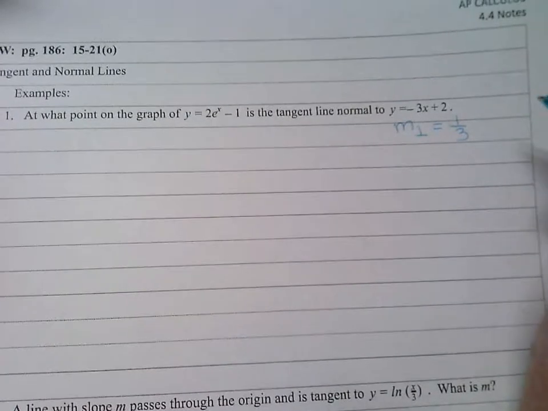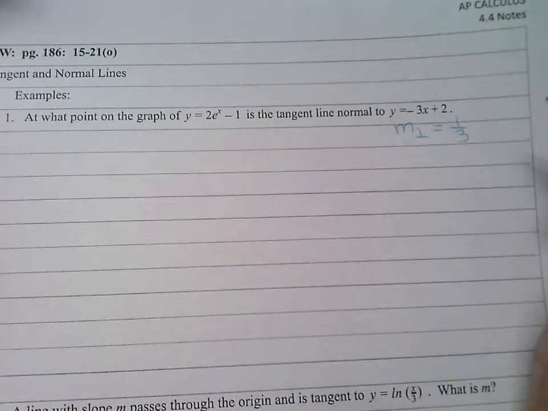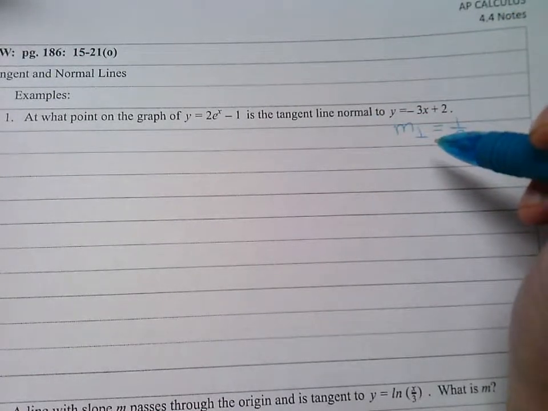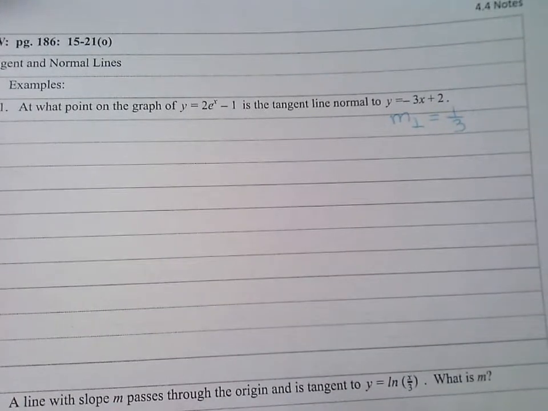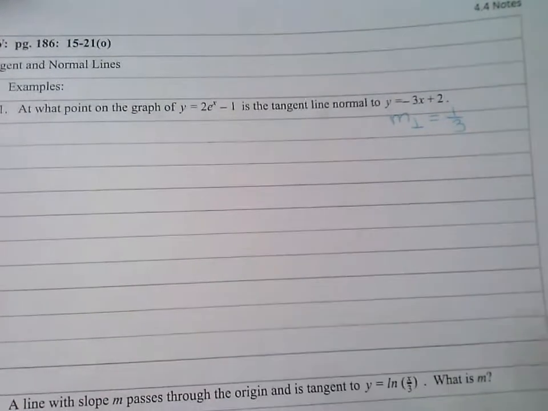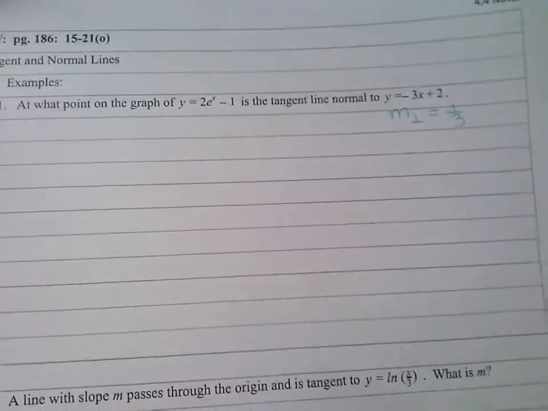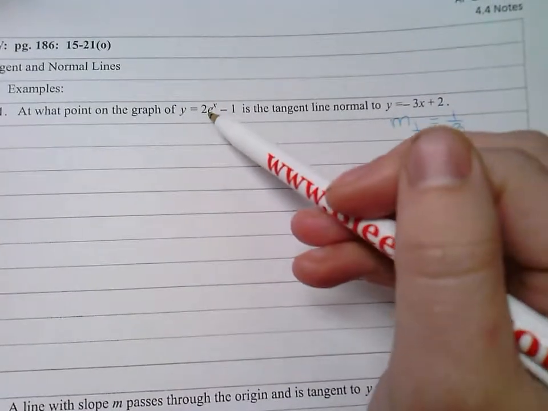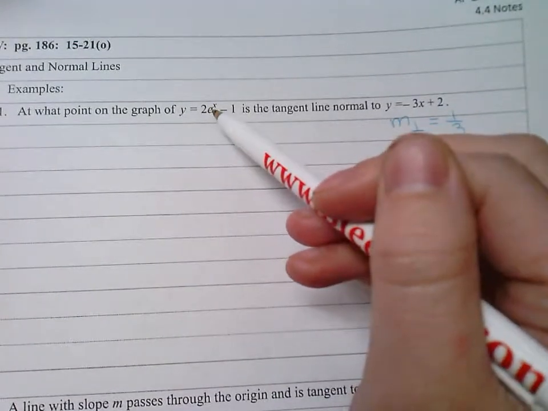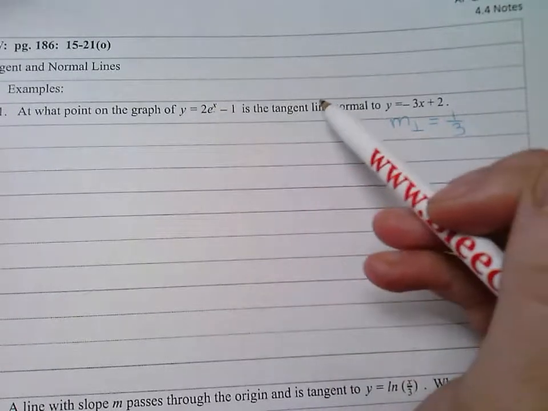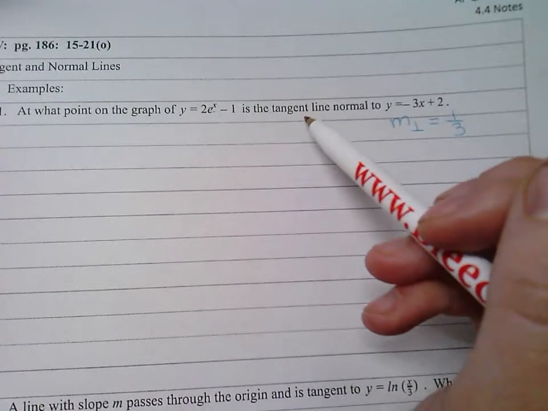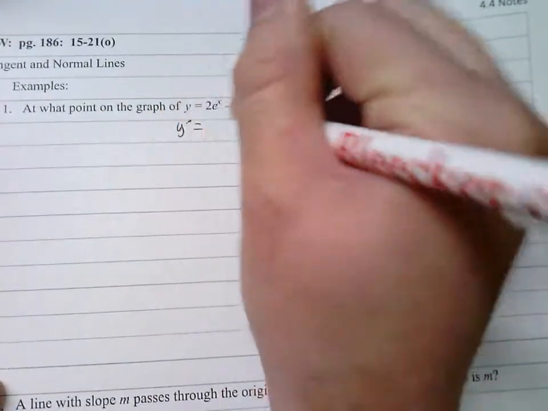So at what point on the graph of y equals 2e to the x minus 1 is a line tangent to that? We're going to need to be looking at slopes. So let's go ahead and find the derivative of this, because we're looking for the line that's going to be tangent at an x value, which we are looking at. So y prime is going to be 2e to the x.